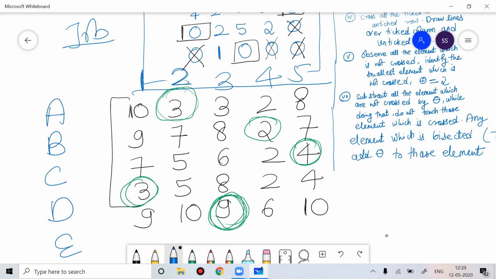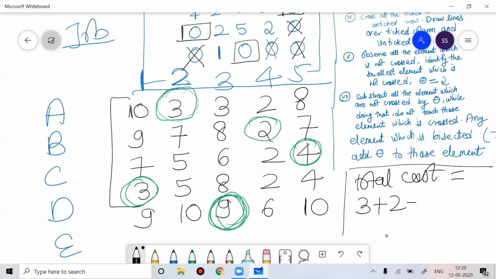And I can find the total cost. So the total cost, which is your optimal cost, would be 3 plus 2 plus 4 plus 3 plus 9. This is 9, 9 plus 9, 18, 21 rupees. This is your total cost.